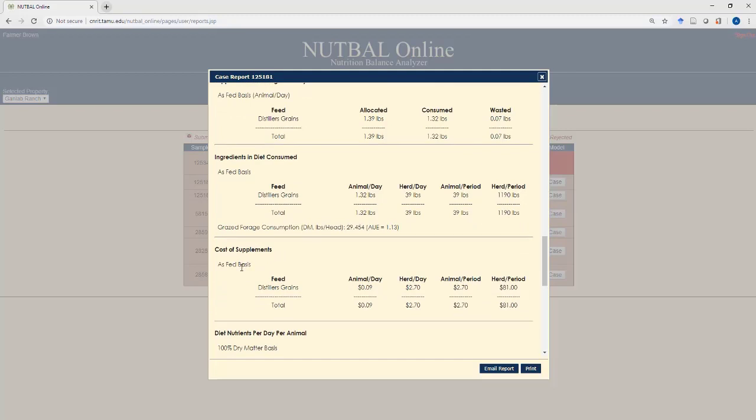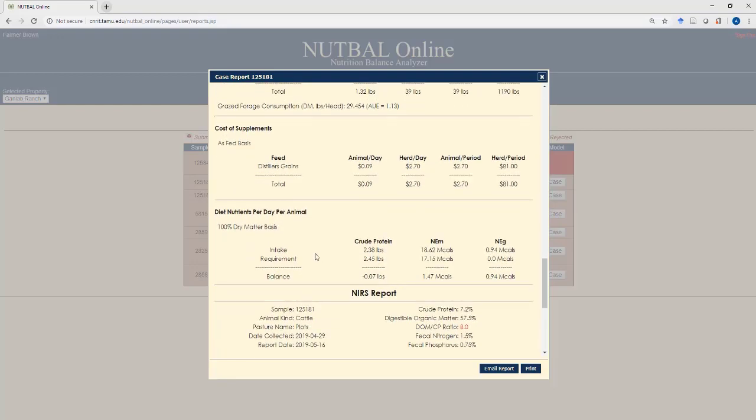And then it will do a cost of supplements. Again, if you're feeding multiple supplements, they would show as a list. As I'm feeding one, it goes through that same animal per day, herd per day, animal per period, and herd per period breakdown of the cost of feeding these distiller's grains. And this section just refers back to the nutrient balance breakdown that we saw before.